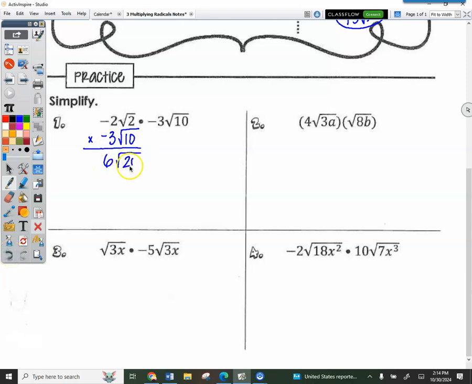6 root 20. What does 20 break apart into? Root 4 times root 5. What's square root of 4? 2. What do I do with the 6? You drag it down and times. And what do I end up with? 12 root 5.